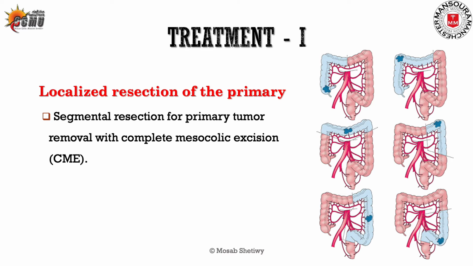And you should know, according to the surgical anatomy of the colon, the blood vessels that are to be ligated for resection of different parts of the colon. For example, in right hemicolectomy, the blood vessels ligated should be the ileocolic and right colic branches of the superior mesenteric artery.